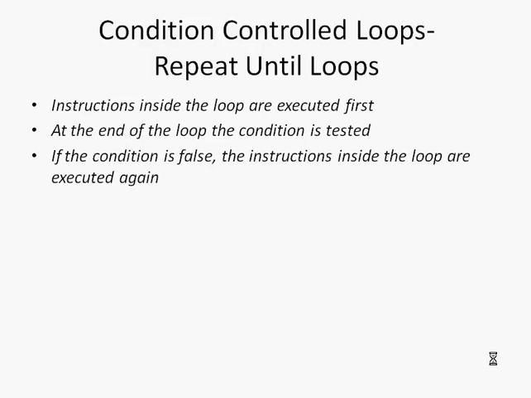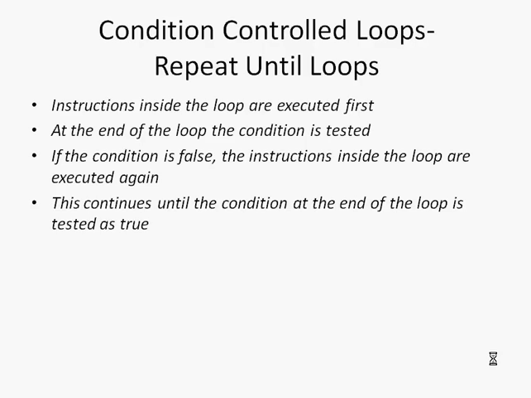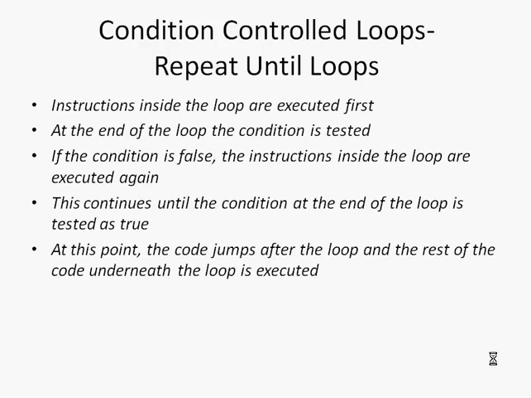If the condition is false, the instructions inside the loop are executed again. This continues until the condition at the end of the loop is tested as true. At this point, code jumps after the loop, and the rest of the code underneath the loop is executed. So the check happens at the end of the loop, and it's back to front really compared to the while loop.